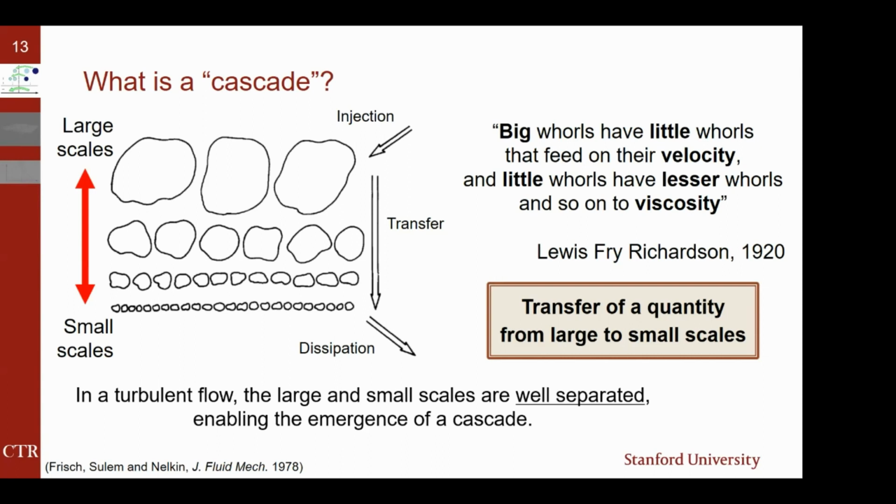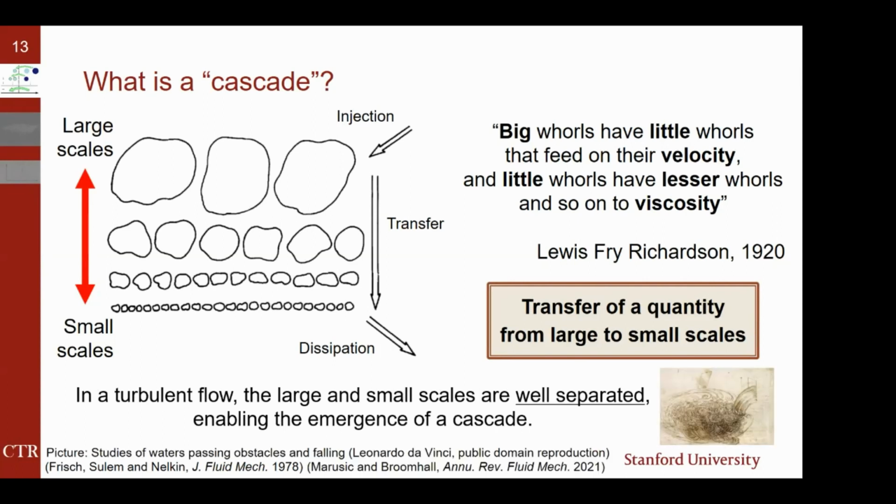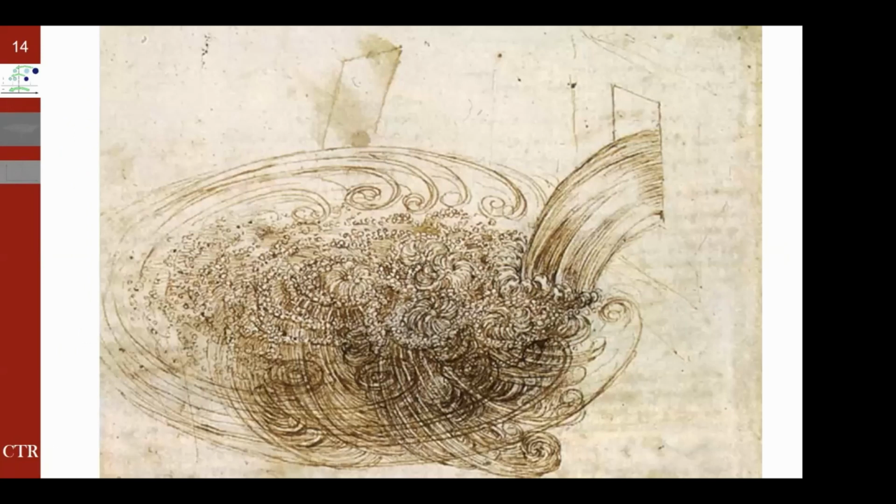This enables the appearance of a size invariant intermediate range where transfer occurs and a formal emergence of a cascade. But we'll come to this later. And just to give you a physical sense, because everything here has been rather abstract in scale space, let me quickly show a schematic by Da Vinci in 1510. So what I'm basically saying is that the small scale motions coexist with large scale motions, and there's sort of a waterfall depicting this process.